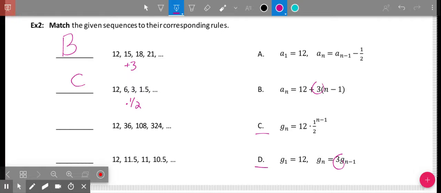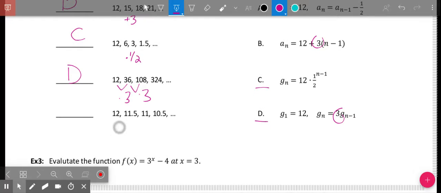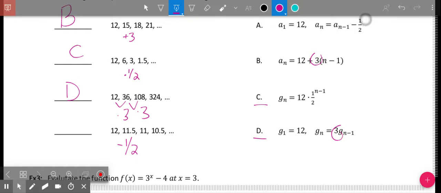On the next one, we've got 12 to 36, 36 to 108, 108 to 324. This one we are multiplying by 3. So that is going to be D, where our common ratio was multiplying by 3. And then the very last one, we've got 12 to 11.5, 11.5 to 11, 11 to 10.5. We are subtracting 1/2 as our common difference. So if we look at letter A, that's where we see that minus 1/2. That's our common difference, so this last one's going to be A.